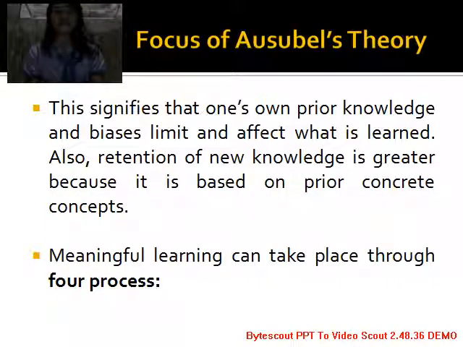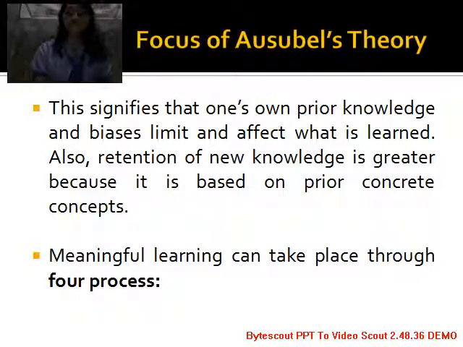This signifies that one's own prior knowledge and biases limit and affect what is learned. Also, retention of new knowledge is greater because it is based on prior concrete concepts. Meaningful learning can take place through four processes. Here are the four processes.